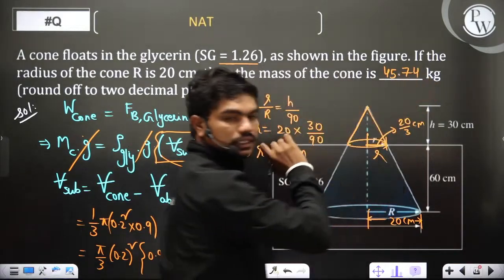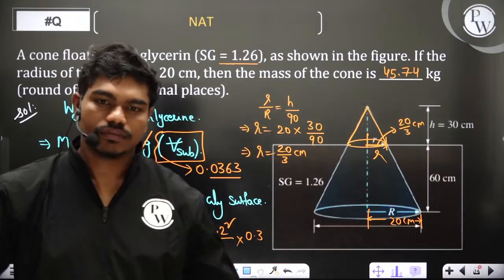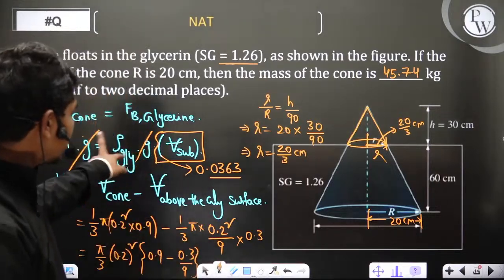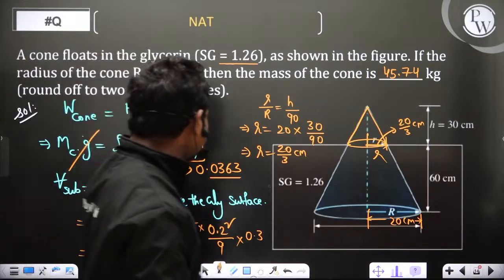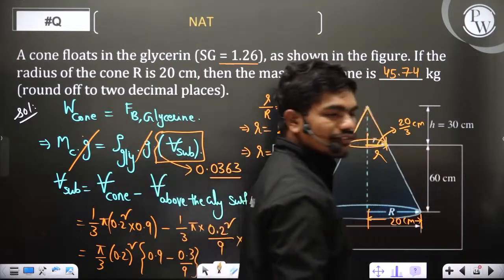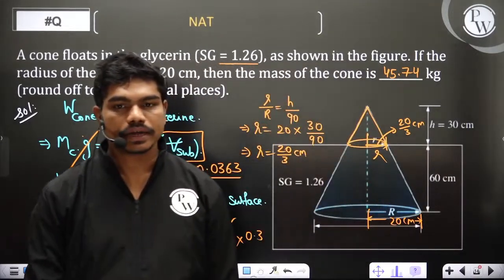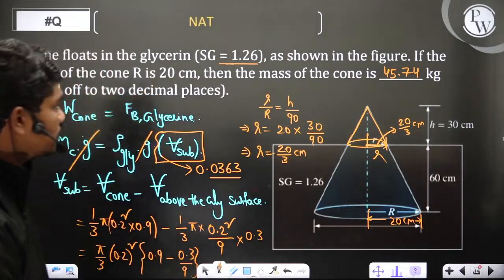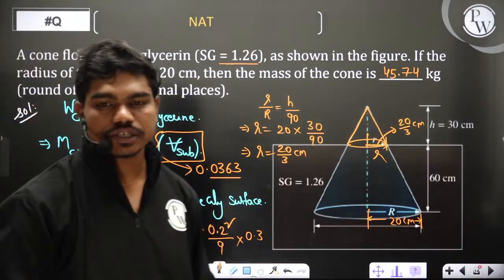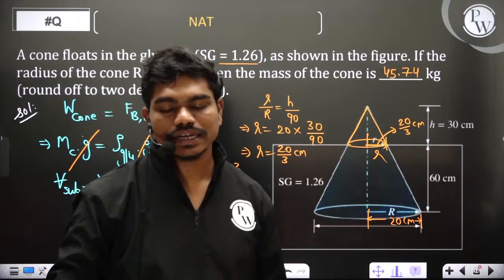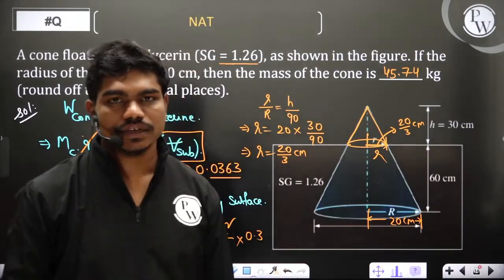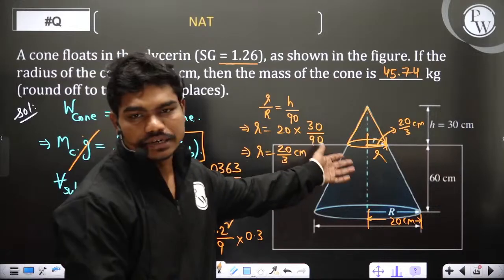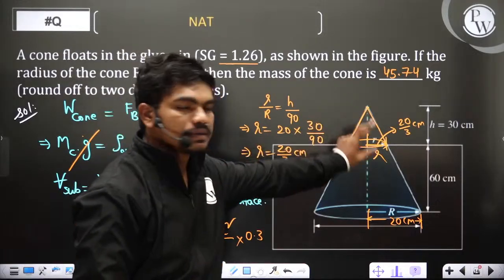45.74 kgs is the mass of the cone actually, because gravity gets cancelled anyhow, and mass is equal to this submerged volume which you have calculated into density of glycerin. Okay, so are you all getting the same value? 45.74 kgs. So the mass of the cone which is floating is actually 45.74 kgs. The only thing is slightly we have to put geometry and we have to get the volume of this upper part. That's it.